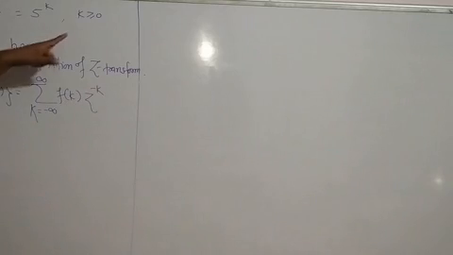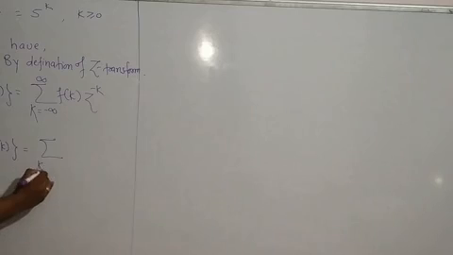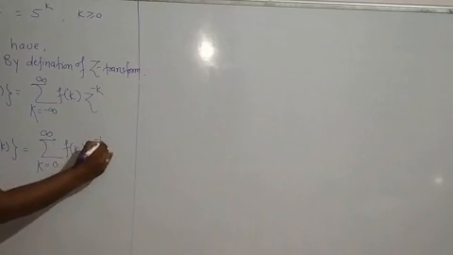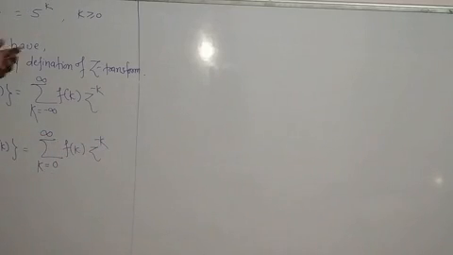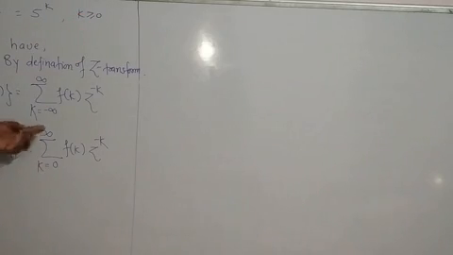Now here k is greater than or equal to 0, meaning strictly positive. So we will eliminate the negative part and take only the strictly positive part. So the definition converts to Z of f of k is equal to the summation from k is equal to 0 to infinity of f of k z raised to minus k. Now if they give k strictly less than 0, then we will continue from minus infinity to 0. So as the question comes, we will change the definition.